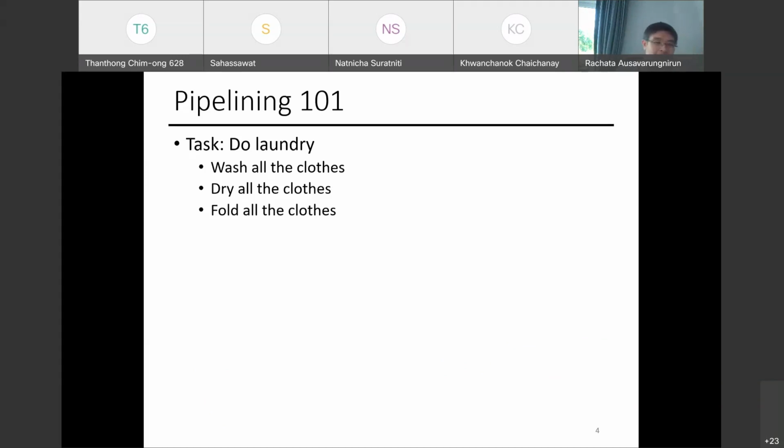So there are three steps. First step, put my clothes in the washer. Second step, I'm going to dry it. Third step is, once you dry, you need to fold it and put it in the correct places in my wardrobe.